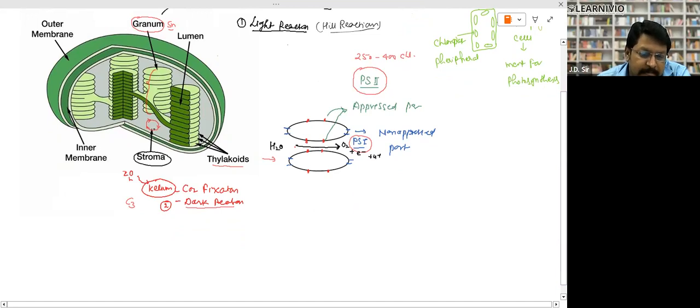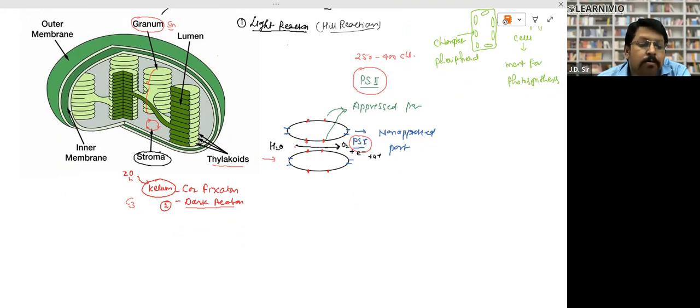Now what is happening inside? This is the grana, and this gel-like substance is called stroma. Stroma is the part where fixation of carbon dioxide takes place and the Calvin cycle goes on. This is called dark reaction. Light reaction and dark reaction collectively are called photosynthesis. Light reaction takes place only in daytime, but dark reaction does not require any light, so it keeps going on day and night both.